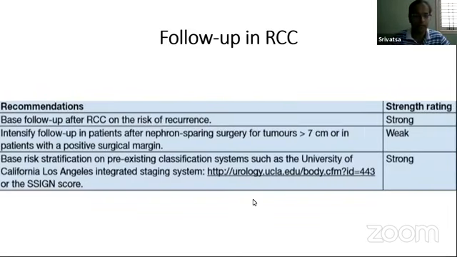Coming to the follow-up, again, it is all based on the nomogram. Base follow-up after RCC on the risk of recurrence, looking at the nomogram. Intensify follow-up in patients after nephron sparing surgery for tumors which were T2 in nature, or in patients who have had a positive surgical margin, though the strength rating of the recommendation is weak. Base risk stratification on pre-existing classification systems such as, like I mentioned, the UCLA integrated staging system or the SSIGN score. The strength of recommendation is strong.